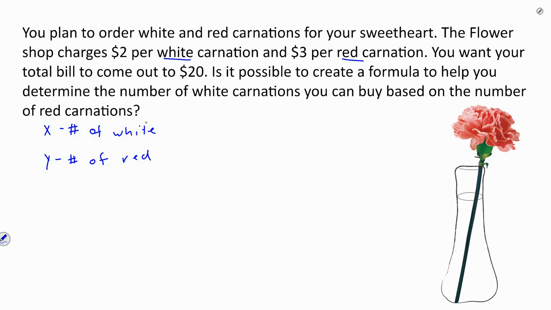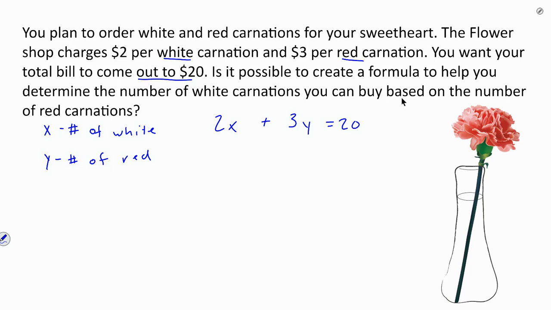So in the problem, I know I want my total bill to come out to be $20. That's what I'm shooting for. So where does my cost come from? Well, my cost comes from $2 for white carnation and $3 for red. So if I'm doing 2 for white, it's going to be 2x, because every white carnation adds $2, plus 3 for every red. Now this is a different type of equation.